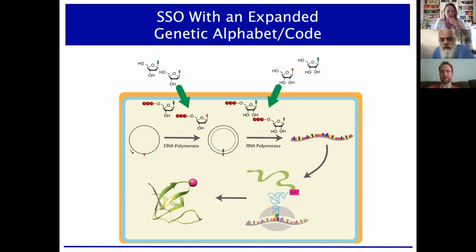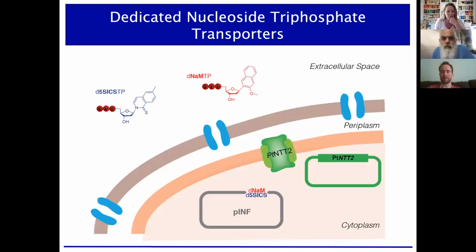We wrote around to different labs across the world, got a bunch of them and tried them, and found one that worked really well. It was from an algae species, and it's called PtNTT2. It assembles in the periplasm. So the way the system works is we add the triphosphates to the media, they diffuse in through the outer membrane porins, and then are actively transported into the cytoplasm by virtue of the nucleoside triphosphate transporter.